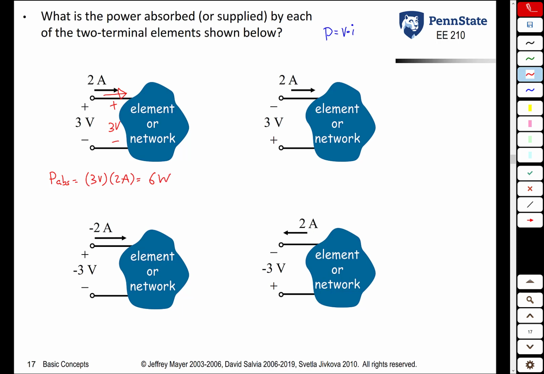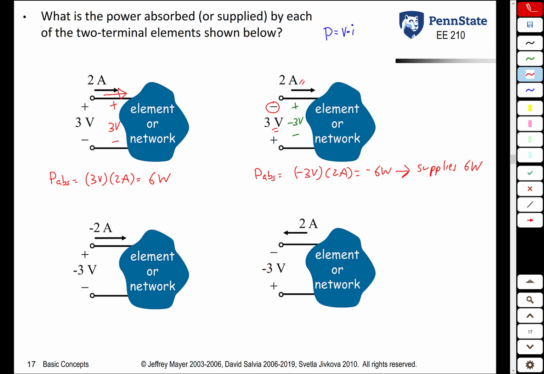These other 3 examples, however, are going to get a little more difficult. Second example, we still have 3 volts and 2 amps. However, if you look now, this minus sign is at the top. And so this does not follow the passive sign convention. So what we could do if we wanted to is redraw this circuit as minus 3 volts with the plus on top. So notice 3 volts with the plus on the bottom is the same as negative 3 volts with the plus on top. Now, the power absorbed is what? It's minus 3 volts times 2 amps, or minus 6 watts, which is saying that this thing supplies 6 watts of power.